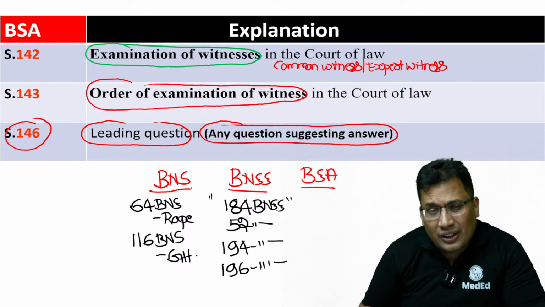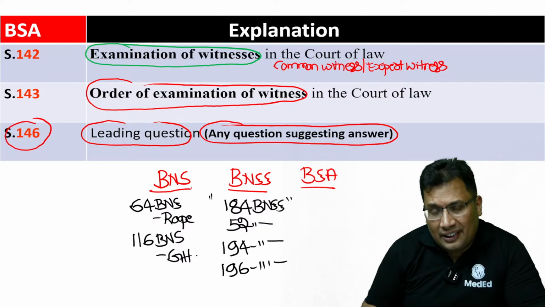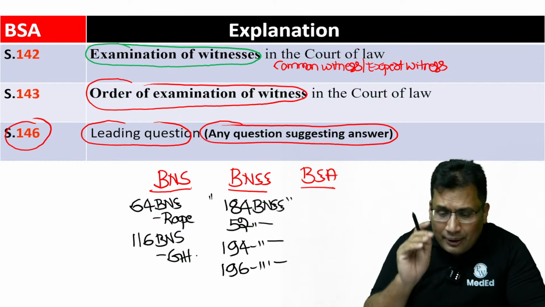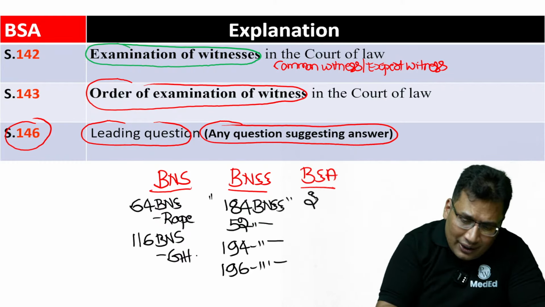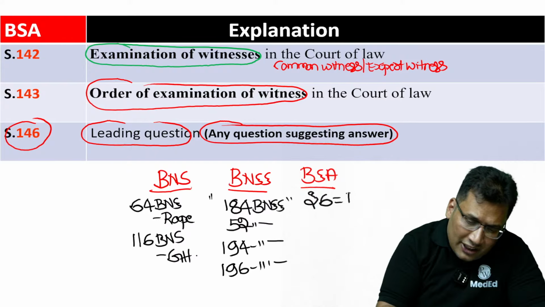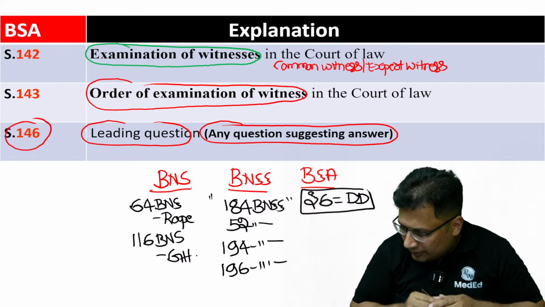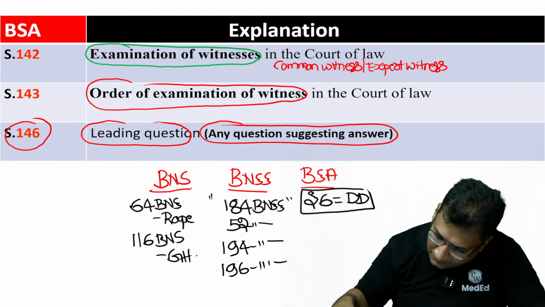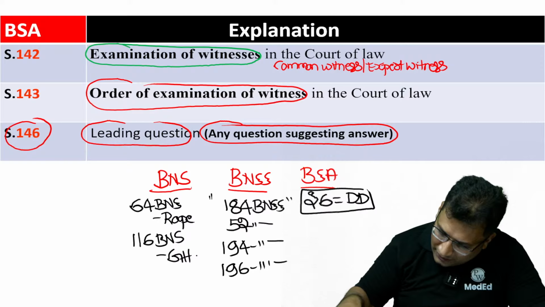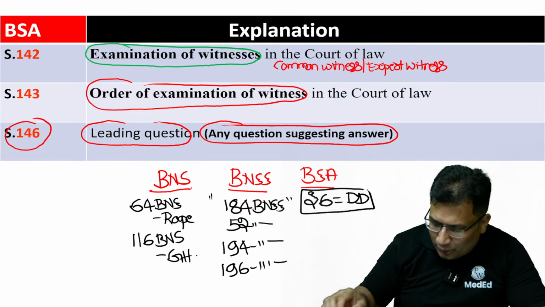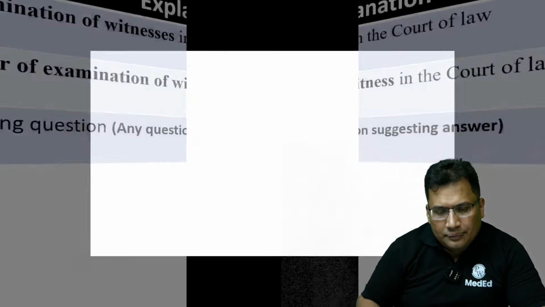We'll have a different session about all these IPCs and BNSS. BSA, one BSA section very commonly asked is 26 BSA. That is dying declaration. ठीक है? Yes, good. So this is about some important MCQs. चलो आगे देखते हैं.